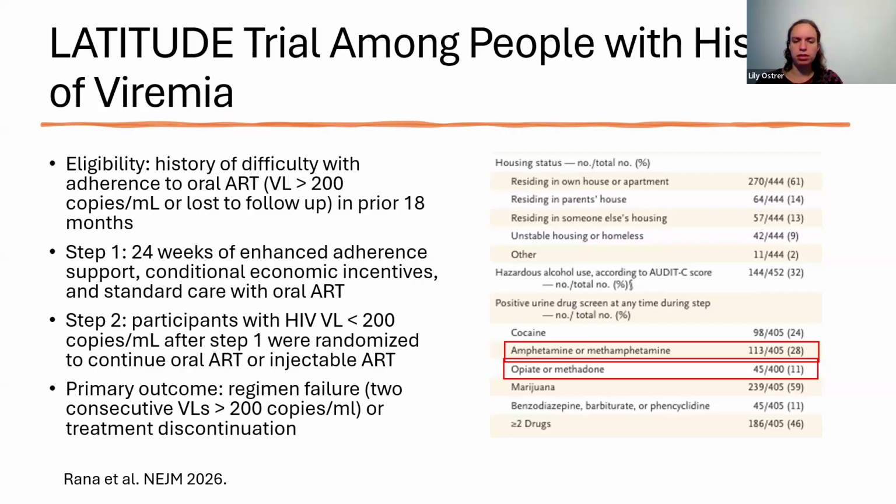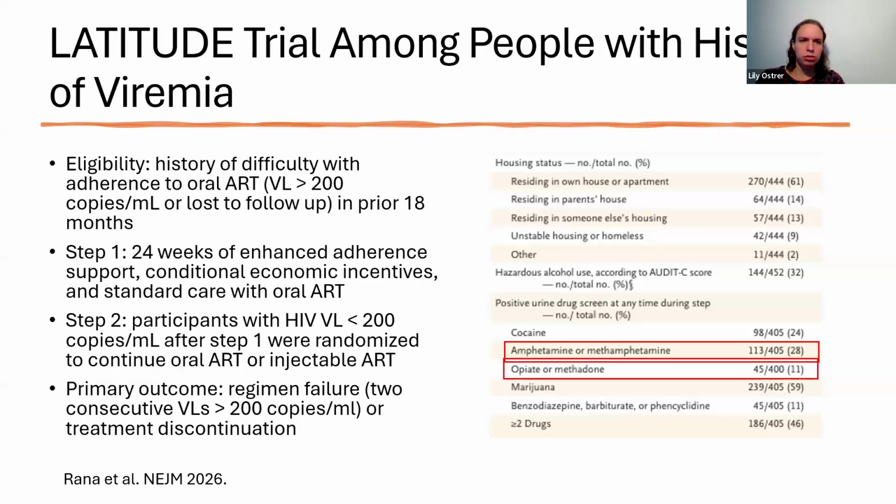And their primary outcome was regimen failure, which they defined as two consecutive viral loads greater than 200 or treatment discontinuation. And then over on the right, you can see some of the population characteristics of those who are included in the trial. It included 28% that used amphetamine or methamphetamine, and then 11% that used opioids or methadone. And so this indicates that this trial was inclusive of those with active substance use.